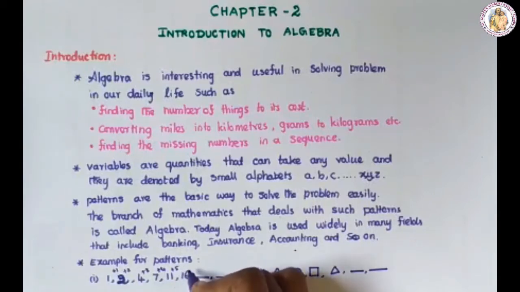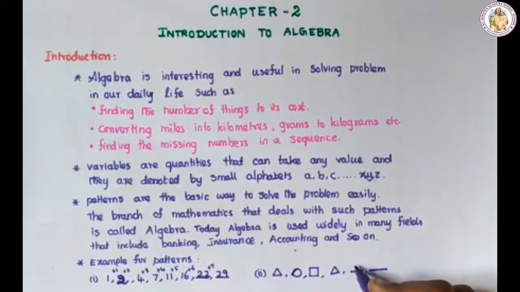Then what's the next number? We have to add 6 to this number. 16 plus 6 we get 22. After that plus 7, that is 29. These are the number patterns. Here is a shape pattern: triangle, then circle, then square. That is a shape pattern.